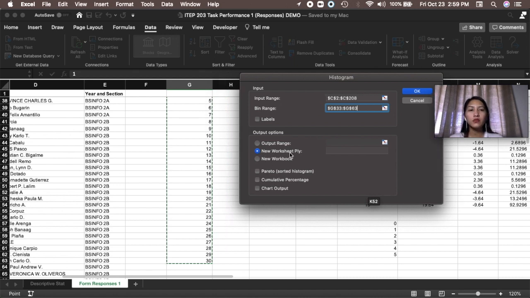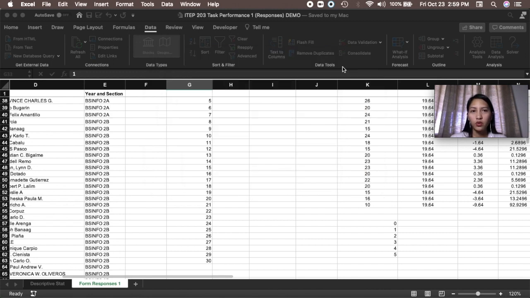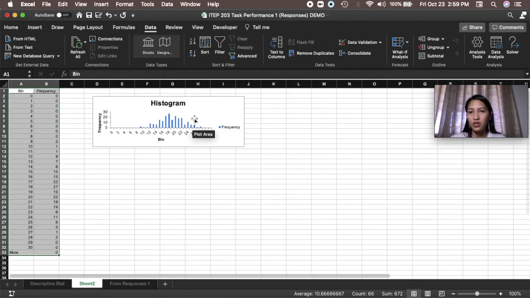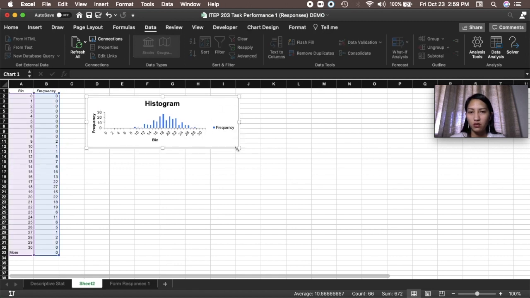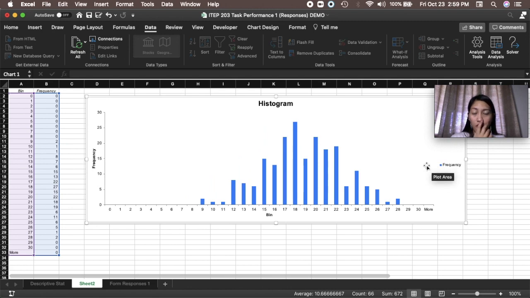And then, I want my chart to be put in a new worksheet. Ayan. And then, I just have to click OK. And then, as you can see here, meron na tayong data, yung histogram natin, andyan. So, kung mapapansin nyo, ito yung frequency. Yung blue, yan yung frequency, gaano kadami kada bin range or kada score.